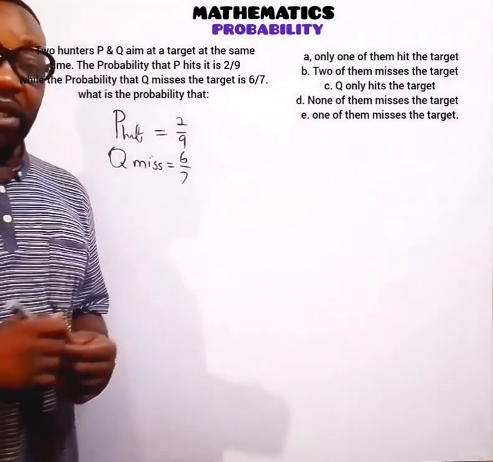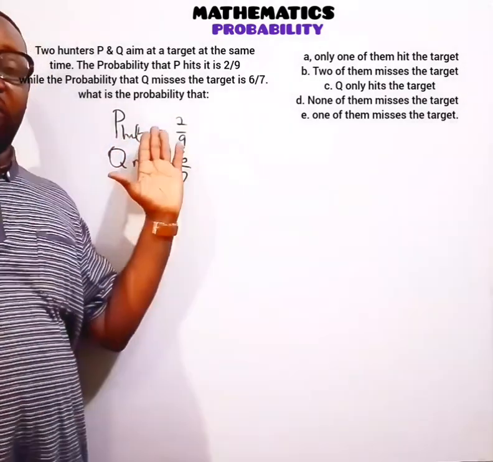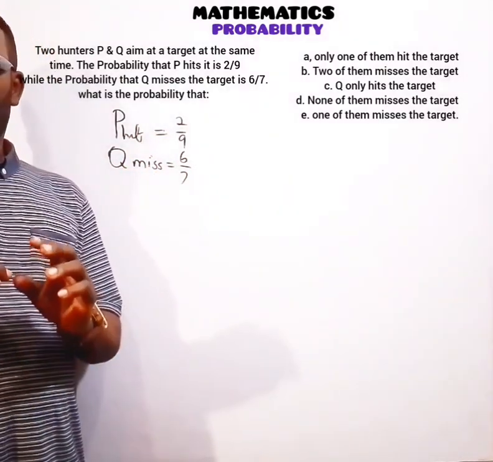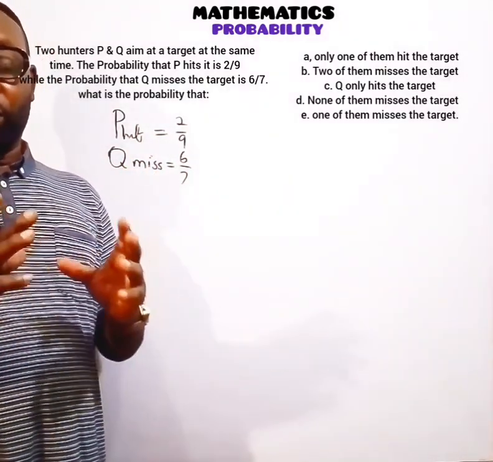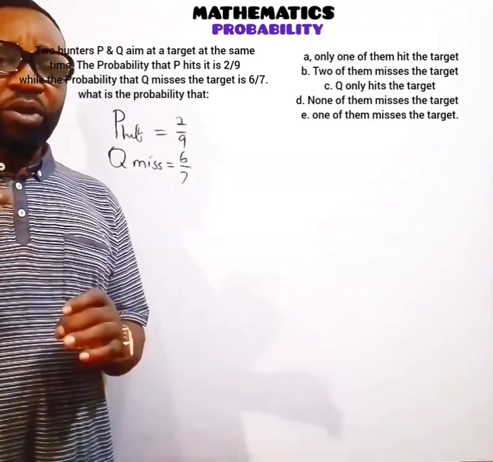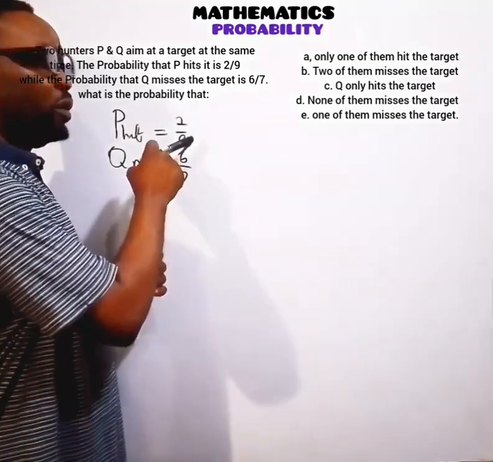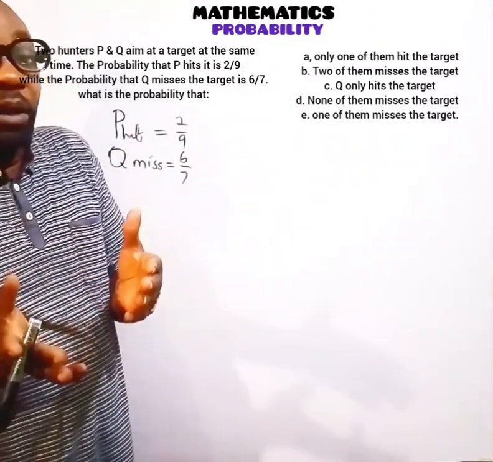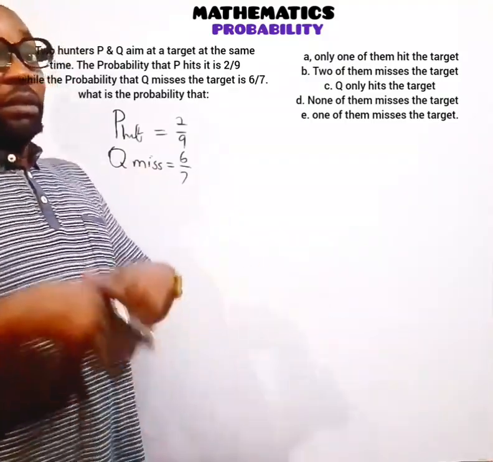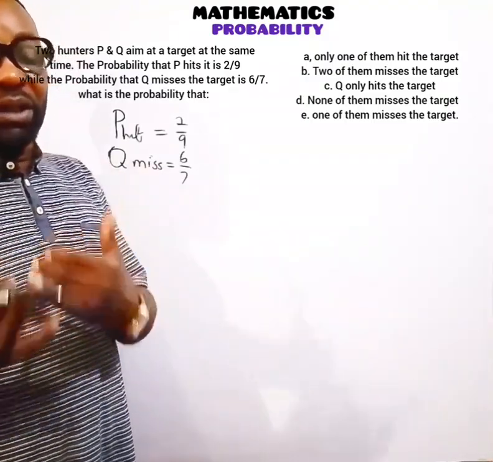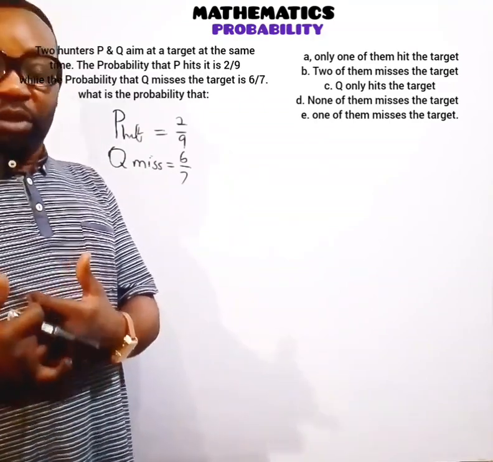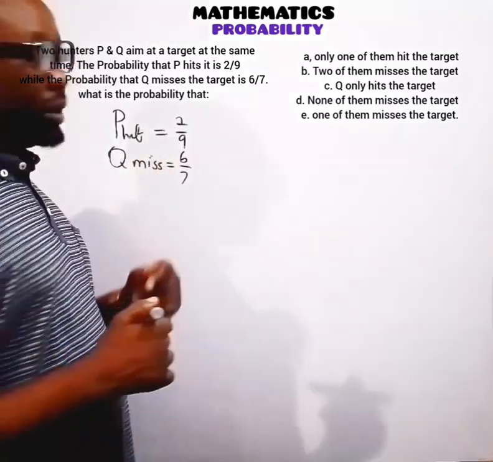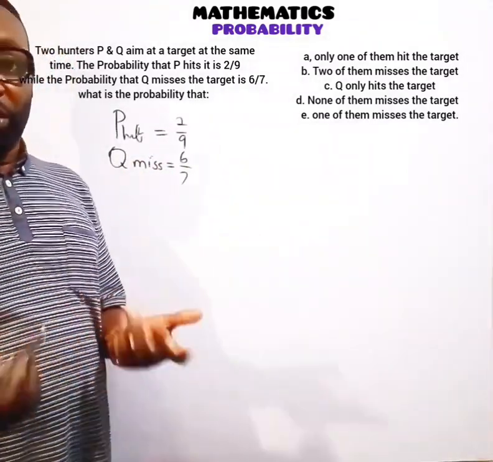Now, in this regard, you can see that we have been given the probability of P hitting the target and Q missing the target. What we need to do is look for the probability of P missing the target, because the question talks about both of them missing the target and so on. So you have to work those out first so that they'll be useful. By the time you need them, you'll be able to make use of them with ease, because those are the numerical values you are going to use in solving your probability.